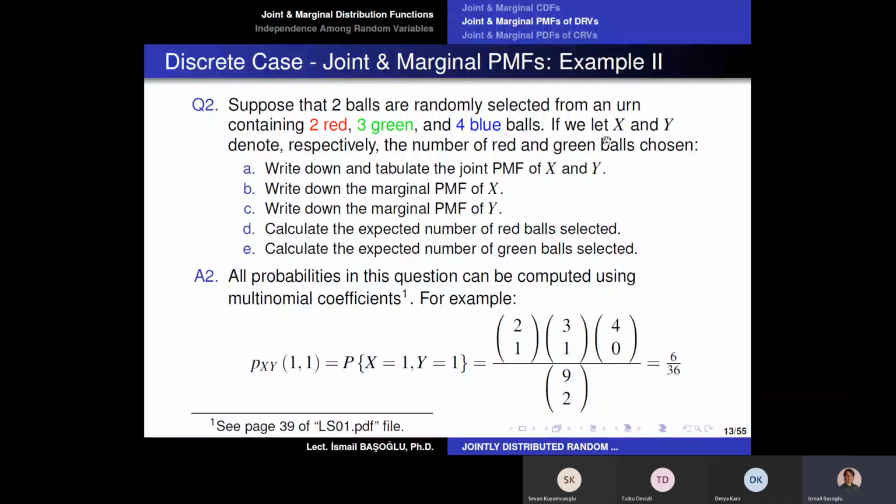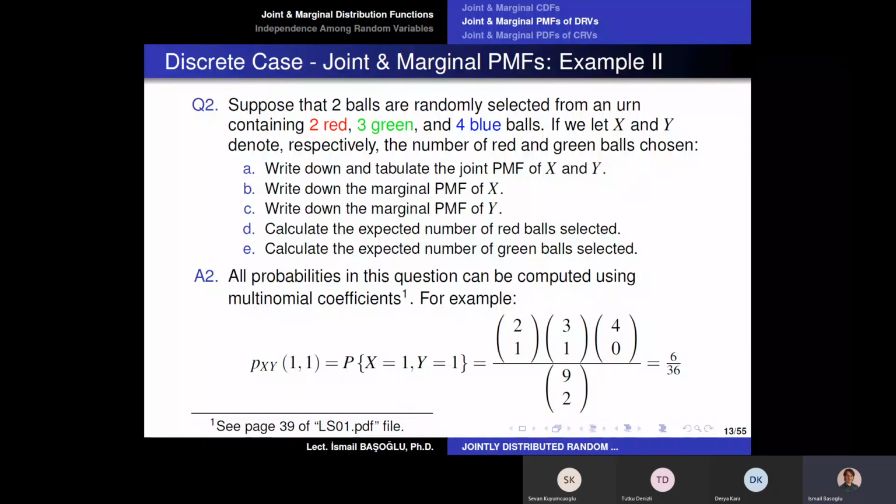So what are the possible values of x and y? The number of red balls that I am going to select in these 2 balls can be 0, 1, or 2. Similarly, the number of green balls can be 0, 1, or 2. But can x and y be equal to 2 at the same time? Actually, it is impossible, because in total we are selecting 2 balls. The summation of the number of red and green balls selected can at most be equal to 2.